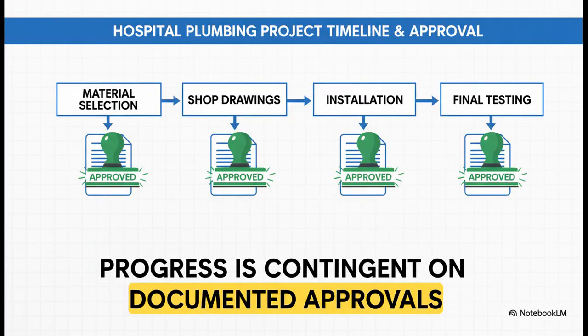You got to remember this rule in construction. If it's not in writing, it never happened. You need that paper trail. Every single step, from getting the materials approved before you even order them, to getting the shop drawings signed off, to the final testing report, requires a formal approval from the consultant. This process protects you, it protects the client, and it ensures everyone is on the same page.